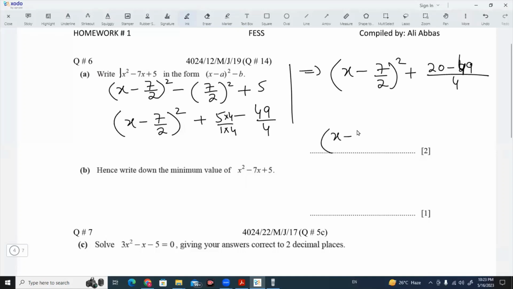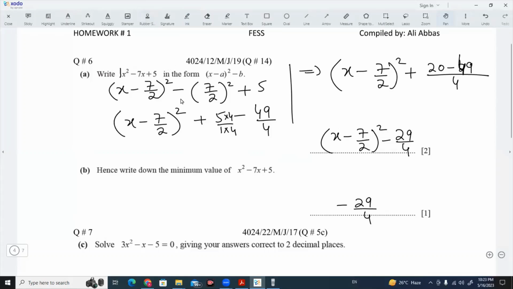So we can write (x minus 7 over 2) whole squared. This is a paper 1 question, so no need to convert into fraction form. It's negative 29 over 4. So the minimum value of this must be the term outside the square. Why? Because the minimum value is always the term written outside. I will explain later on, but here I'm just quickly solving this. If you have any queries, I will explain this in detail.